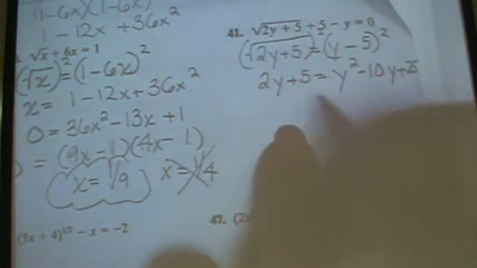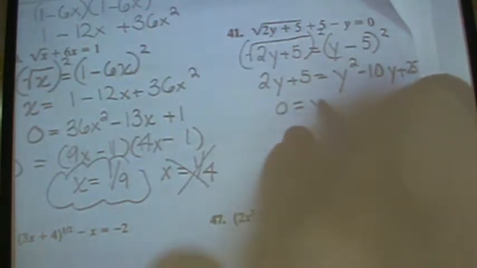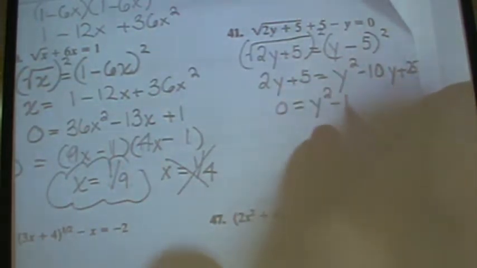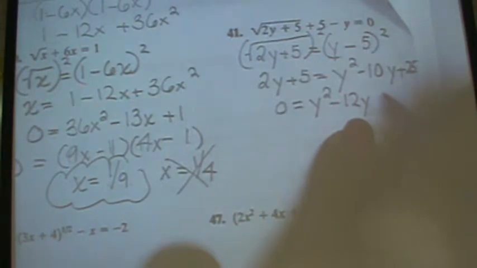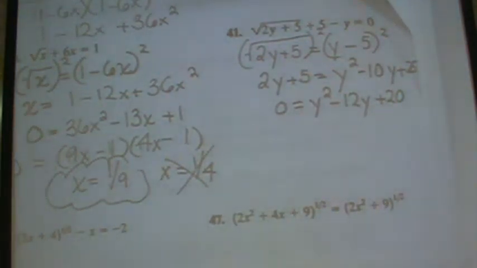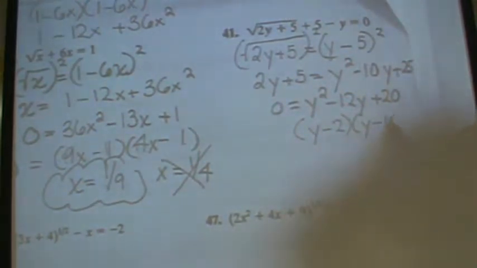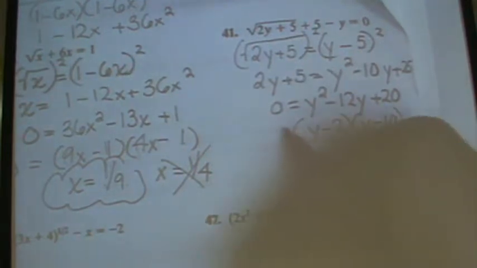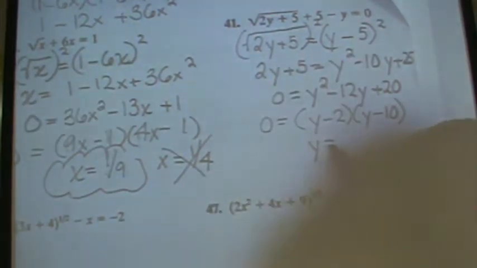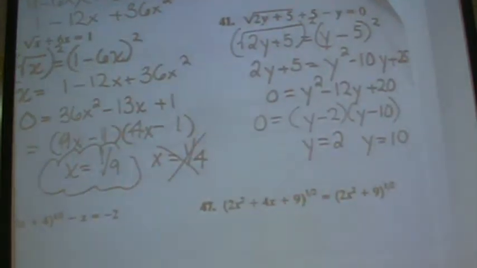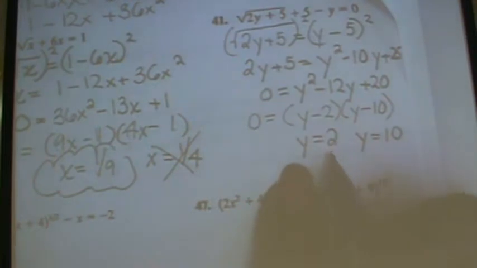So now you're going to swing everything to one side, get a 0 on one side. It's going to be minus 12y, and this is going to be plus 20. So what two numbers multiply to give you 20 but add to be negative 12? And your two possible answers are 2 and 10. So let's take a second and see which ones, if both, maybe both work.